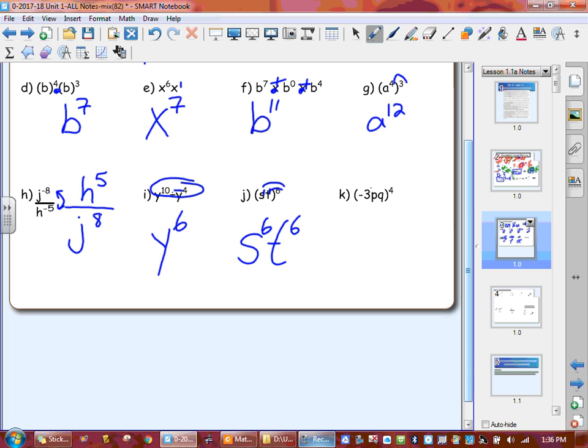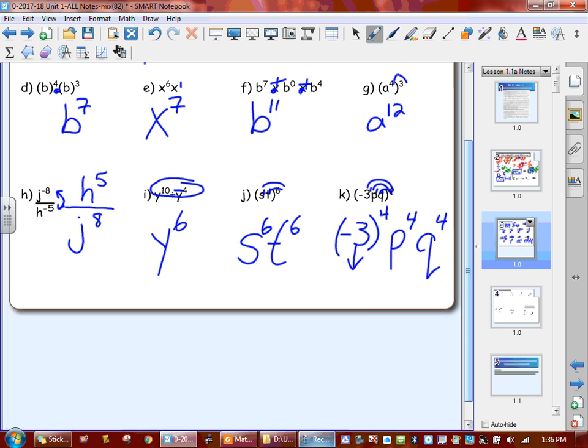There's 2 ways to do this question. You could write this out 4 times, so that you would see 4 negative 3s. Or, because it is a bracket question, you can multiply it in. Now, when you do that, because there's a negative in brackets, the negative stays in brackets to take the exponent. It has to. The next, p to the 4, q to the 4, and then we solve the coefficient. And that's going to become positive 81, p exponent 4, q exponent 4. Any questions so far?